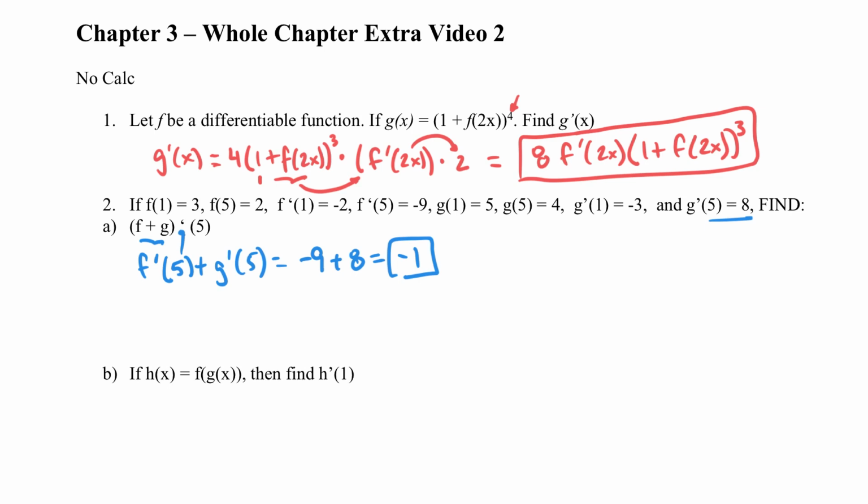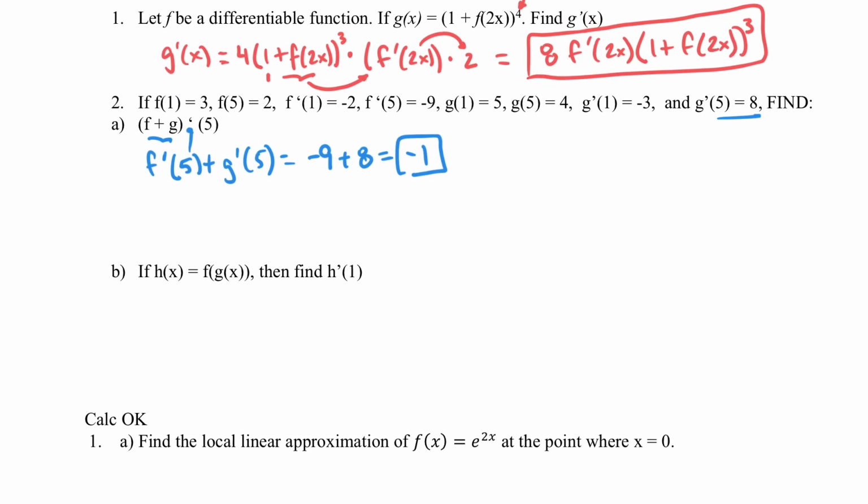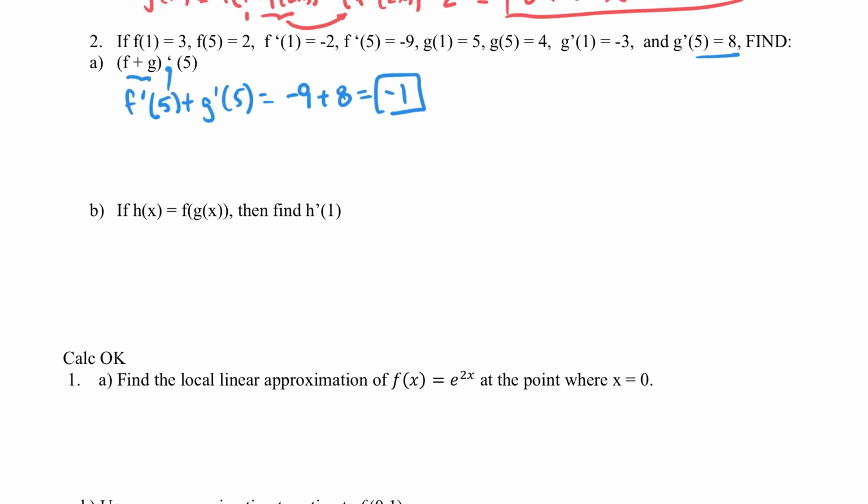All right, for this one, let's go ahead and slide this up. It says, if h of x equals f of g of x, then find h prime of 1. Since we need h prime, let's find the generalization of h prime of x. This will be the outside, which is f prime of g of x. Now the chain rule gives this inside part, g prime of x.